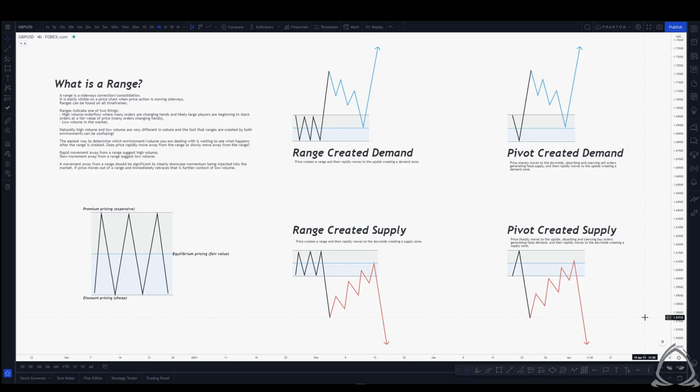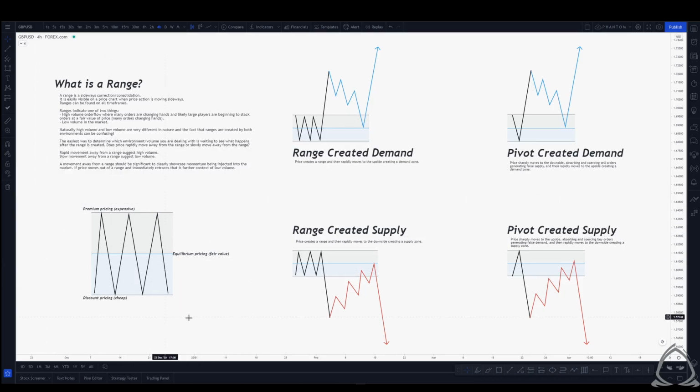A movement away from a range should be significant to clearly showcase momentum being injected into that market. We're trying to identify when large orders are being placed into the market, so we should see a rapid expansion away, whether it's up or down. If price moves out of that range and then immediately retraces, that's further context of low volume. It might initially look like you have the willingness or an expansion out of that range, but if you don't see a whole lot of follow through and it just quickly comes back, generally speaking, that's a smaller injection of volatility, and not enough commitment to derive a supply or demand zone being created at that particular price point.